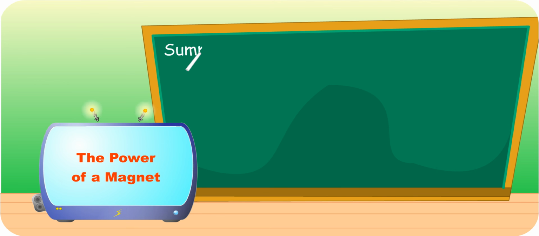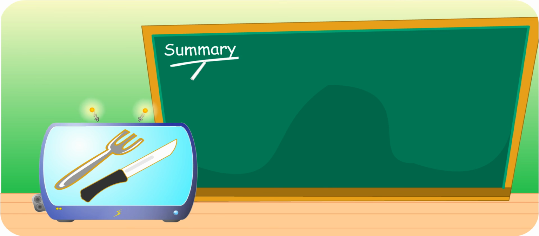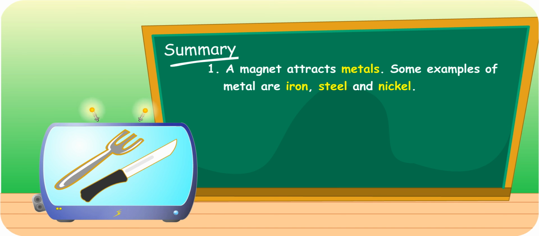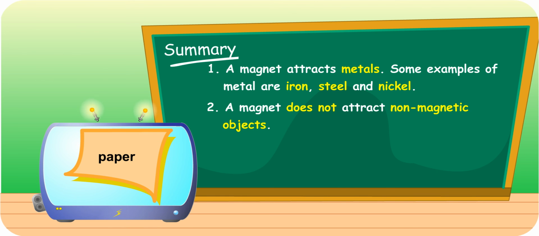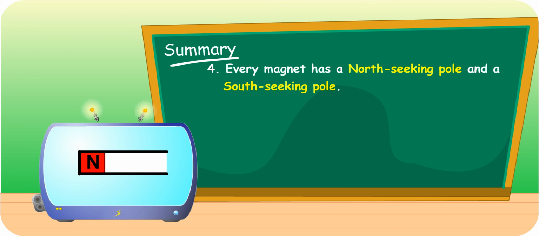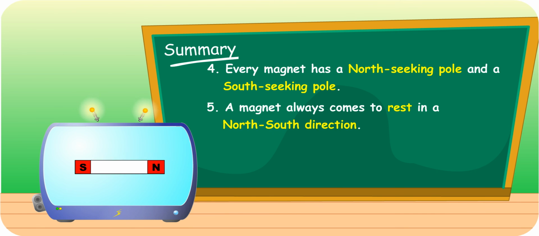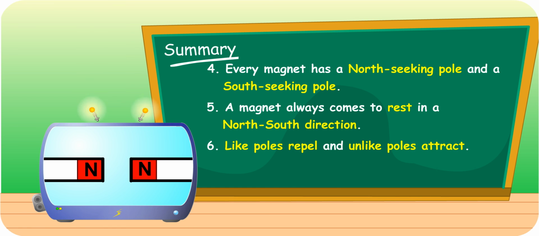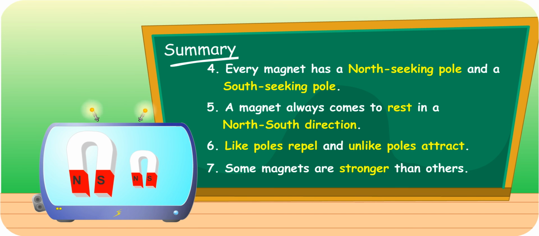Let's recall very quickly what you've learned. A magnet attracts metals. Examples of metal are iron, steel, and nickel. A magnet does not attract non-magnetic objects. A magnet is strongest at its two poles. Every magnet has a north-seeking pole and a south-seeking pole. A magnet always comes to rest in a north-south direction. Like poles repel and unlike poles attract. Some magnets are stronger than others.